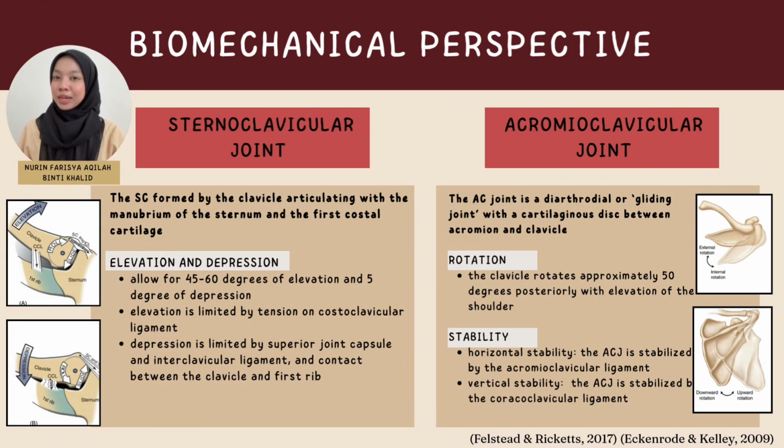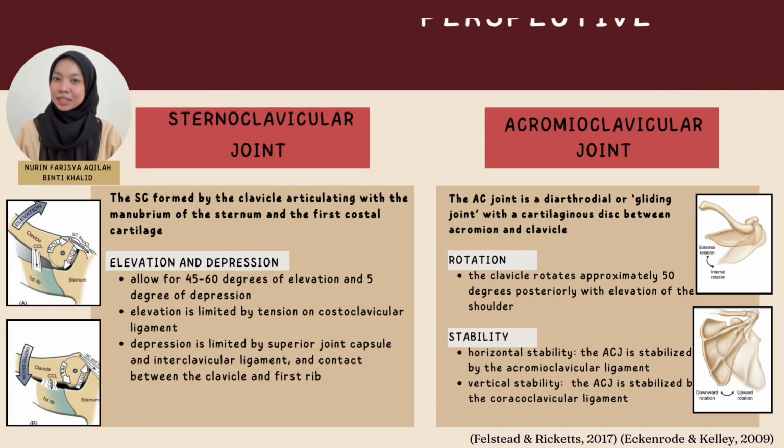This is proved by the clavicle rotating approximately 15 degrees posteriorly with elevation of the shoulder, and an additional 8 degrees of rotation through the SCJ. Other than that, the ACJ is stabilized by the acromioclavicular ligament for horizontal stability and the coracoclavicular ligament for vertical stability.